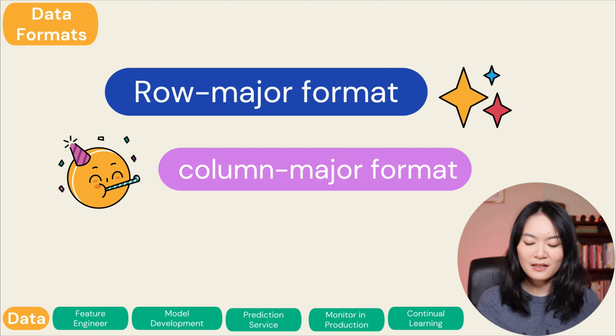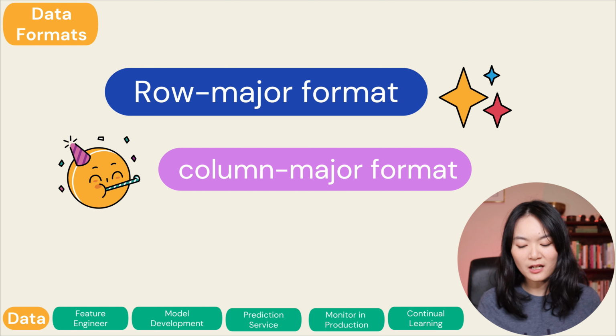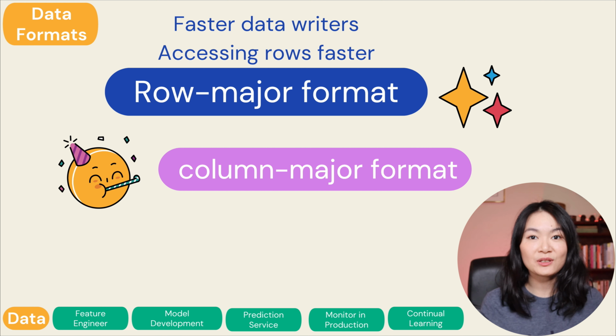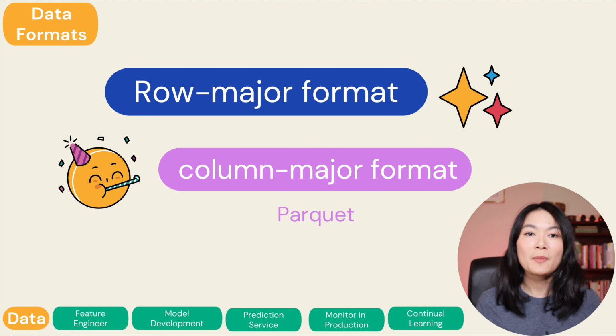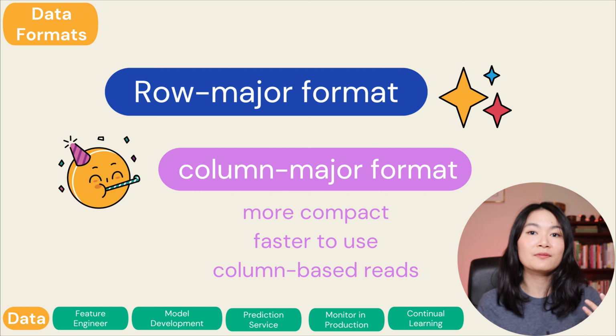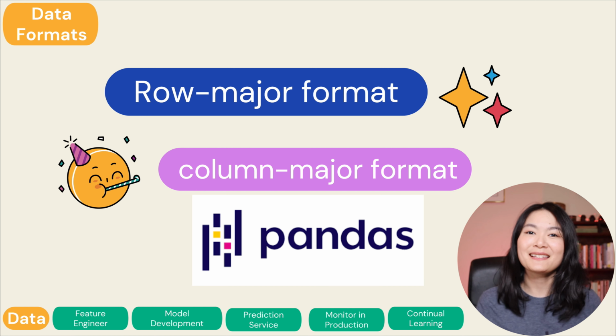There are two common data formats, row major format and column major format. CSV is row major, which means consecutive elements in a row are stored next to each other in memory. It allows faster data writes, and accessing rows will be faster than columns. Parquet is column major, which means consecutive elements in a column are stored next to each other. It's more compact, and it's better when you have to do lots of column-based reads. Pandas is actually built around the columnar format.